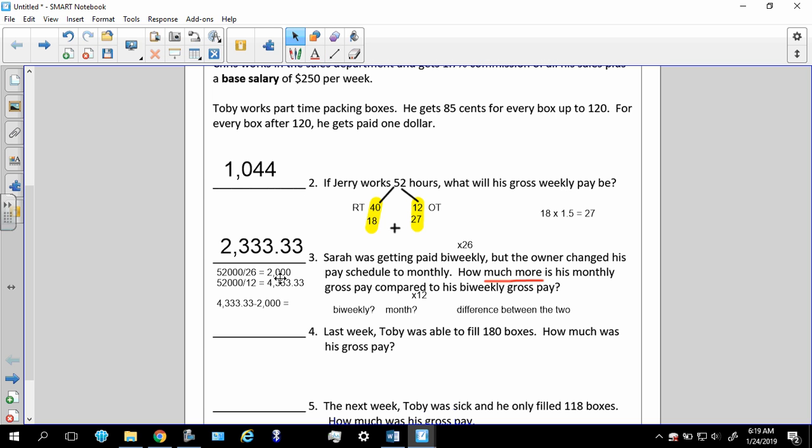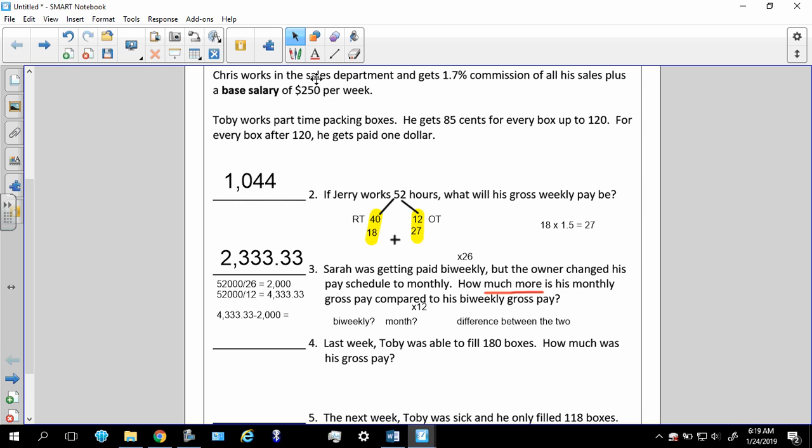All right. So question number 4. Let me move this up a little bit. All right, question number 4. Last week, Toby was able to fill 180 boxes. How much was his gross pay? All right, let's take a look at Toby. Oh, it's right here. All right, so Toby, let's see. He gets 85 cents for every box up to 120, and then for everything over 120, he gets $1. All right, so he was able to fill 180.